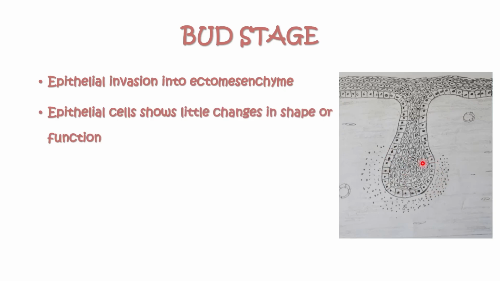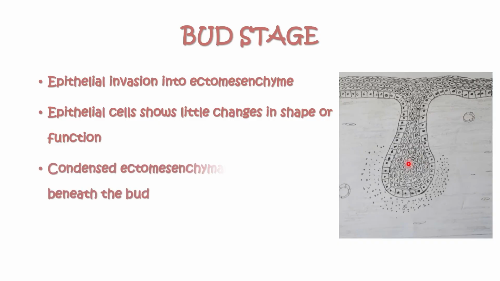In bud stage, there are little changes in shape and function as compared to the dental papilla. Therefore, these cells are poorly differentiated. In the mesenchyme, here you can see, the cells are densely populated around the epithelial bud. This epithelium and this connective tissue are separated by a basement membrane. This basement membrane separates the epithelial bud from the surrounding connective tissue.